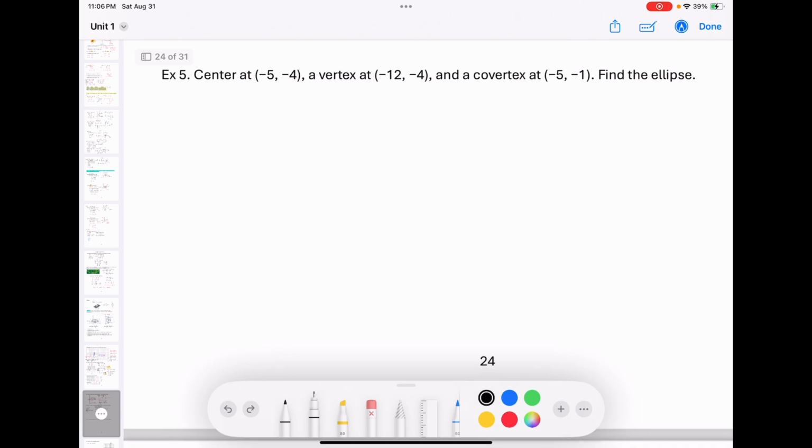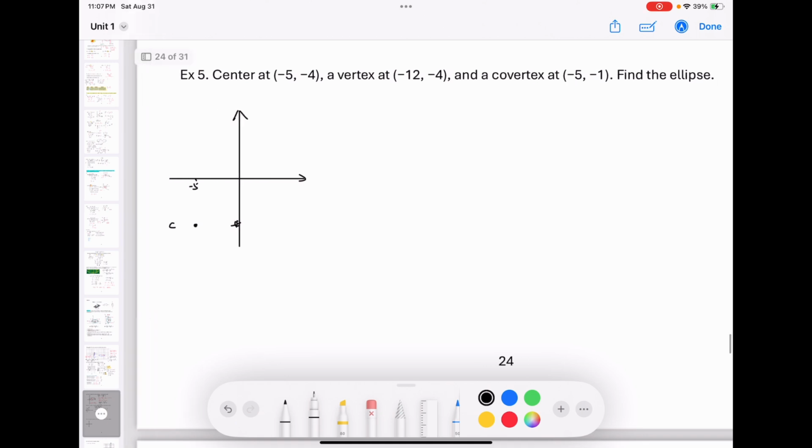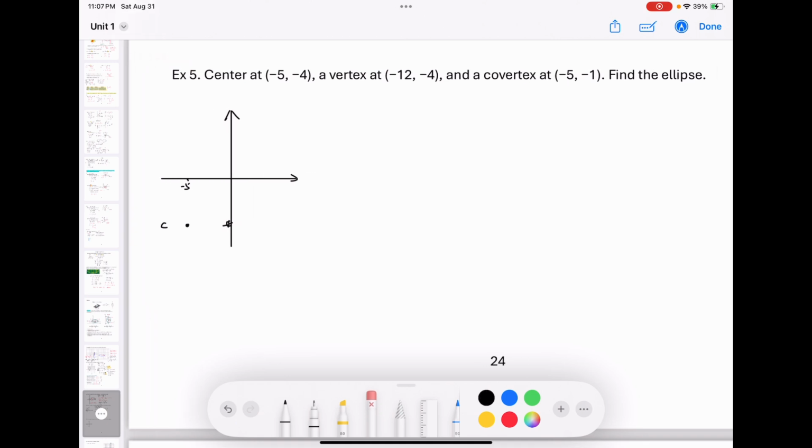All right, let's see number 5. The center is given, and one vertex is given, and the co-vertex is given. Find the ellipse. So let's graph the xy plane and make a sketch. Negative 5 and negative 4 is my center. So this is negative 5 and this is negative 4. Let's say this is the center, C. And then the vertex is negative 12 and negative 4. Oh my, I don't have a good space for the x value.